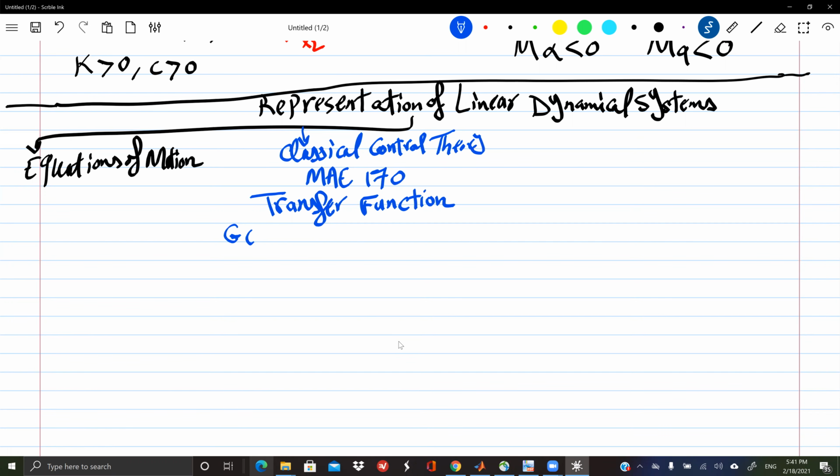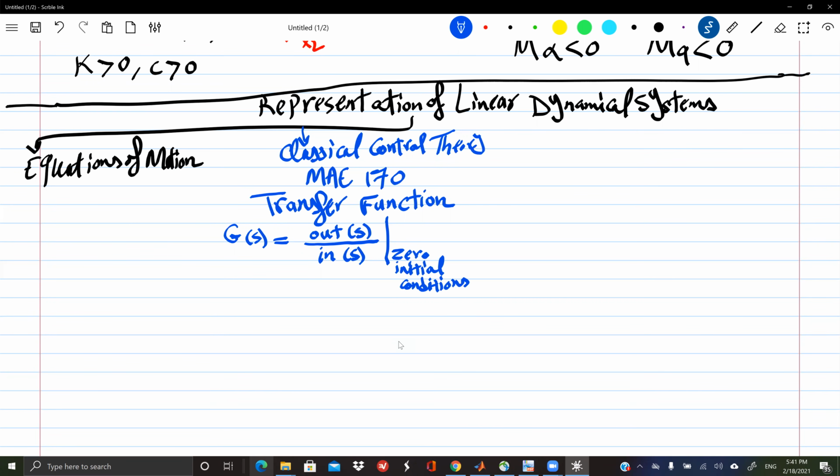And what's a transfer function? Well, G of S is simply the Laplace transform of the output in the S domain divided by the Laplace transform of the input, actually at 0 initial conditions. Some people forget this, but it's very useful. At 0 initial conditions.